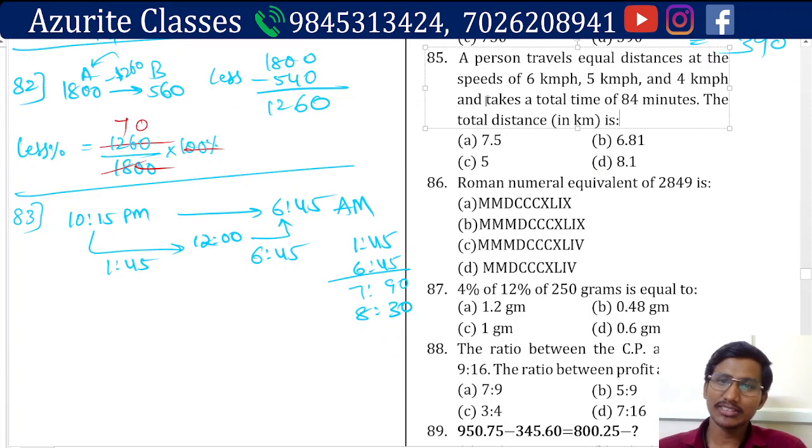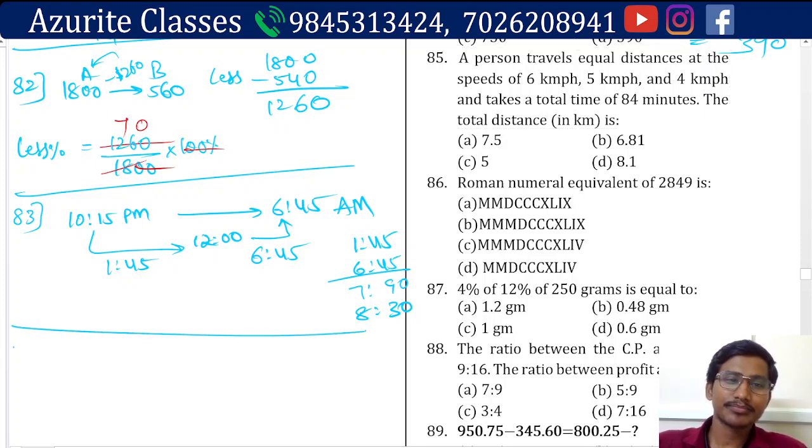Here they have given the 3 speeds and the total time. So distance we need to find, right? Using the total time we will find it. How do you find time? Time is equal to distance by speed. Total time is distance divided by speed.